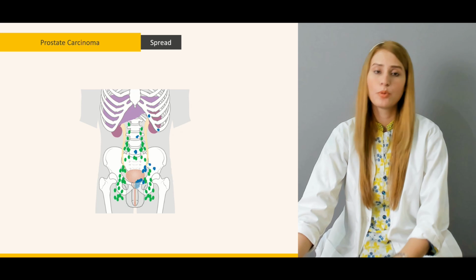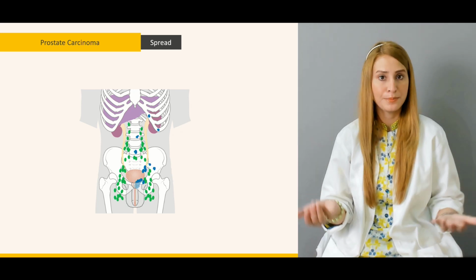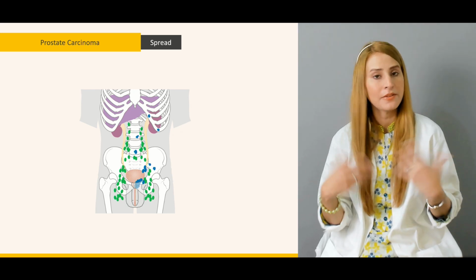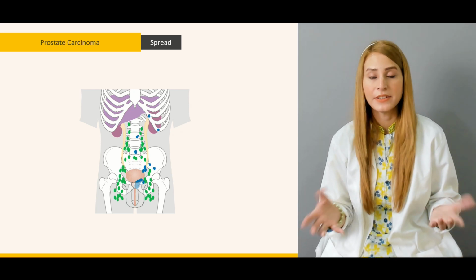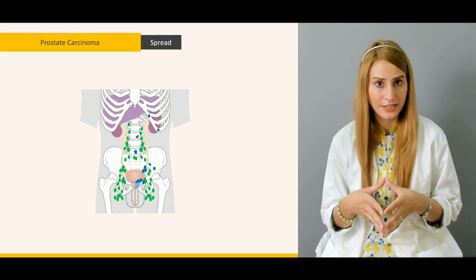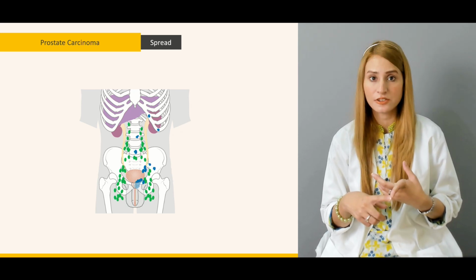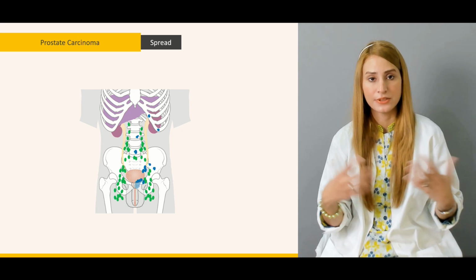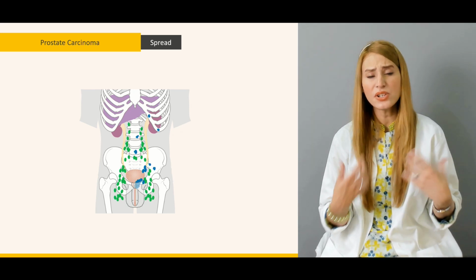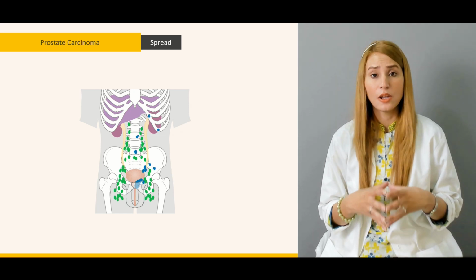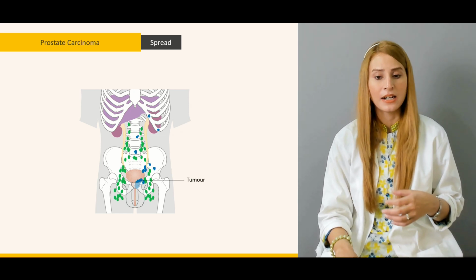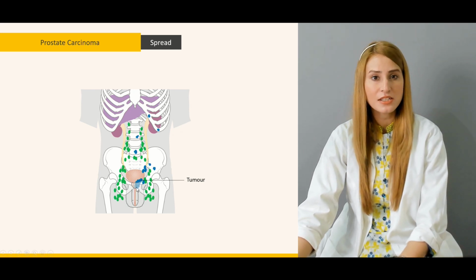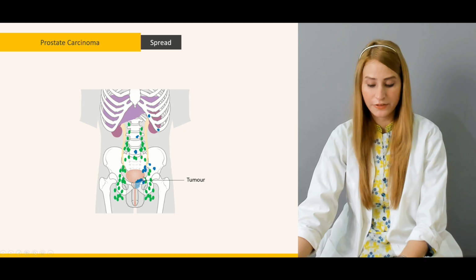It is important to know how prostatic cancer spreads. Whenever we talk about a cancer, we know that there are three means of spread. One is the local spread, the other is through the lymphatics, and the other is through the bloodstream. If we talk about the local spread of the cancer, you can see here that this is the part of the prostate gland, and this is the tumor which is present here.